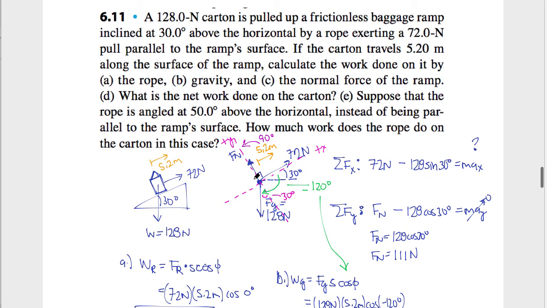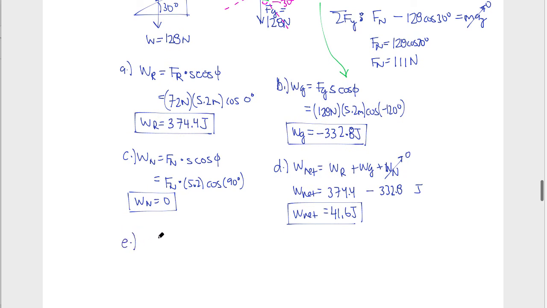Now, E says, suppose that the rope is angled at 50 degrees above the horizontal. So, what's going to change? So, instead of having this angle of 30 degrees, I'm going to have an angle of 50 degrees with the horizontal. So here's my rope force of 72 newtons. This is an angle of 50 degrees. And my displacement vector is actually still in this direction. So this is still 30 degrees.